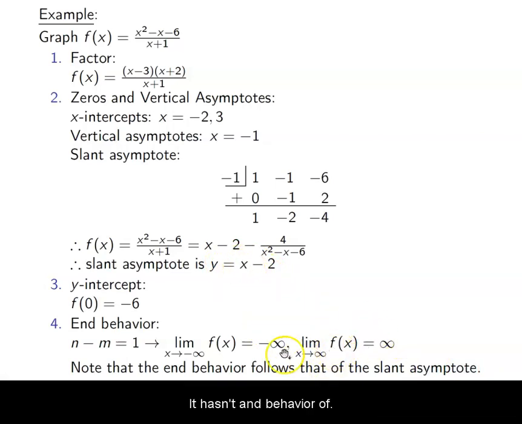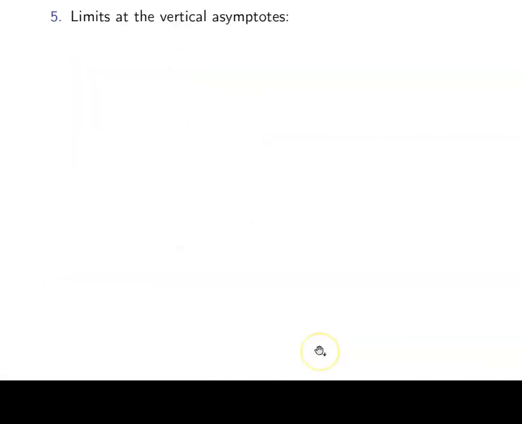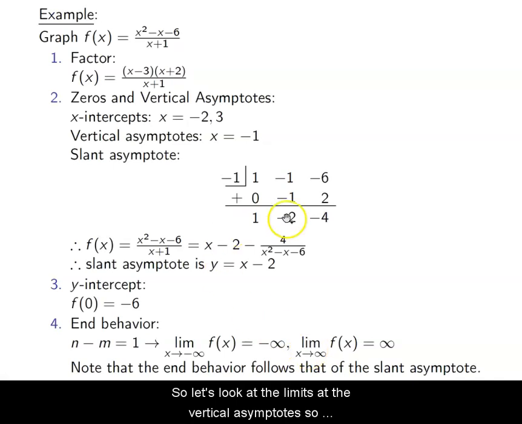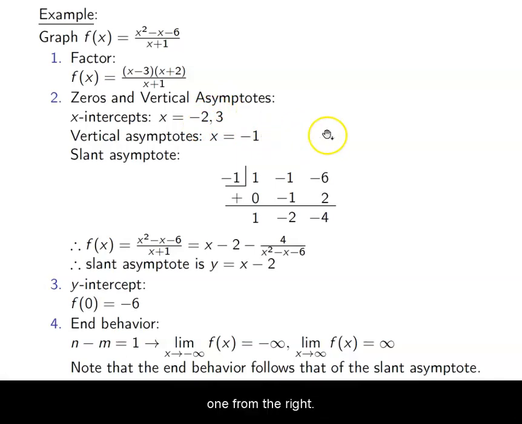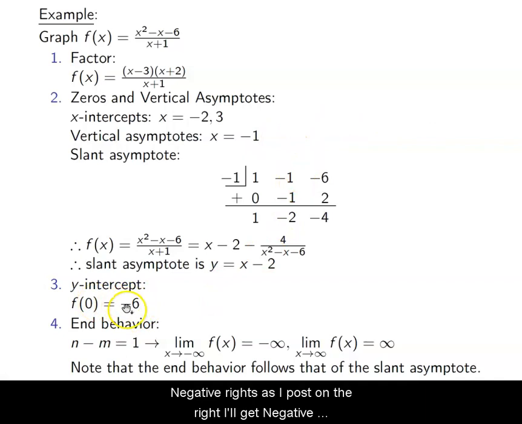That has an end behavior of negative infinity, infinity, depending on which direction you're going. So let's look at the limits at the vertical asymptote. Again, I really only have to check one value in between -2 and -1, because I know as I approach x equals -1 from the right, I'm getting out negatives. So as I approach from the right, I'll get negative values out.